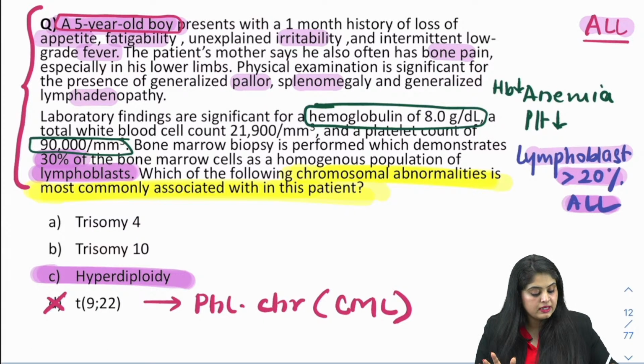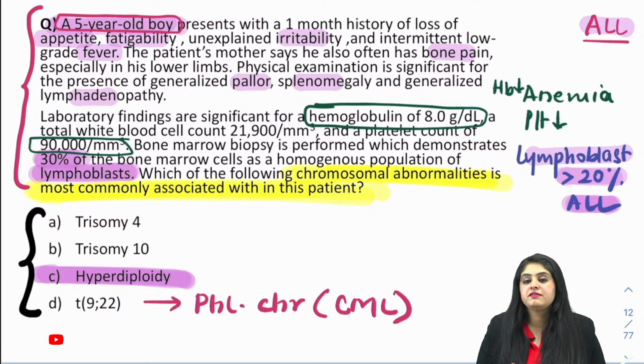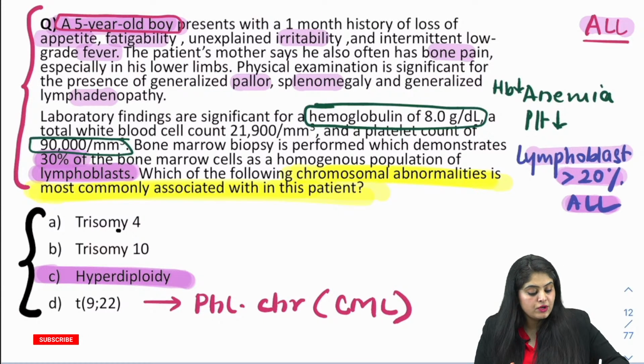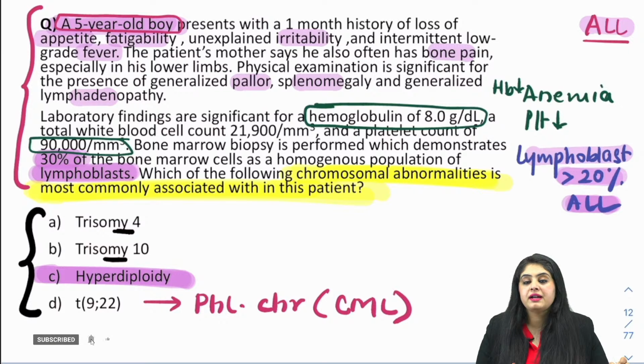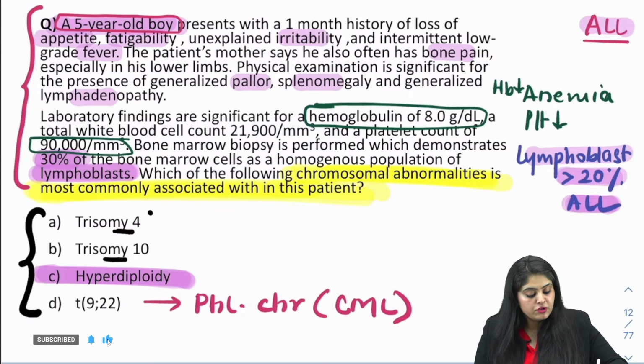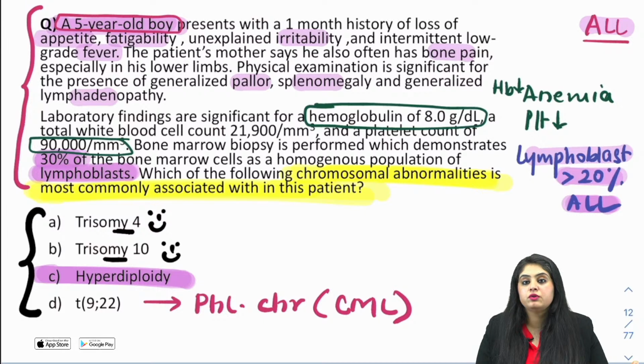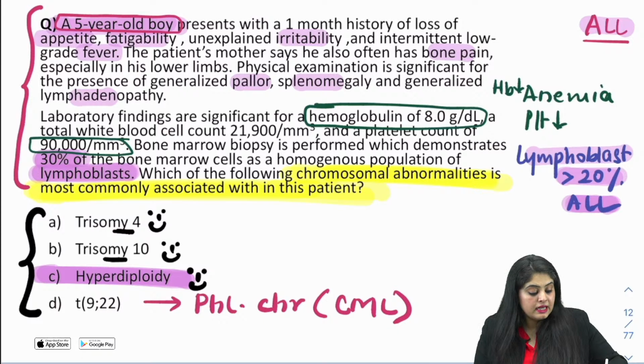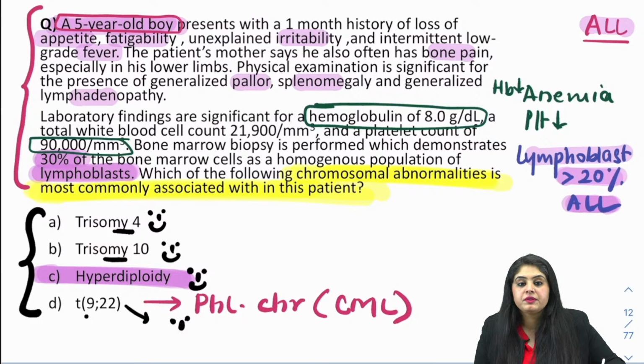Okay, now tell me quickly. There are 4 things written in front of you. You will tell me which are the good ones and which are the bad ones for ALL. Trisomies. Are trisomies good or bad? All 3 things. Trisomy is a good prognosis. Trisomy 10 is also going to be a good prognosis. Hyperdiploidy also comes under 3. All the 3 things are all good things. 9;22 is going to be what? 9;22 is the bad prognosis, right?